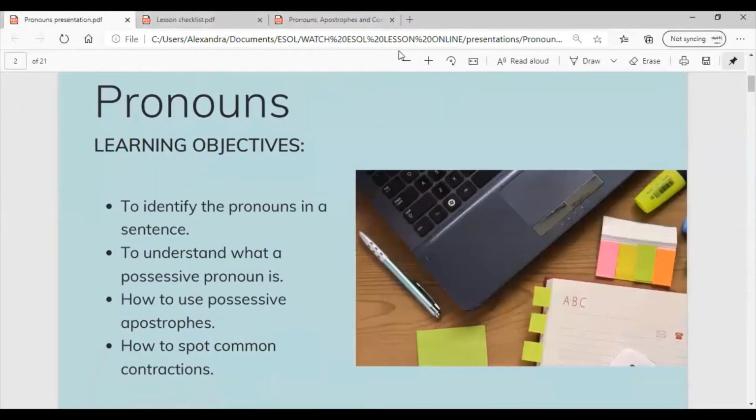Okay, so today we're looking at pronouns, and our learning objectives will be to identify the pronouns in a sentence, to understand what a possessive pronoun is, how to use possessive apostrophes, and how to spot common contractions. If this terminology all seems a bit strange at the moment, don't worry, we'll go through each one in turn and work out exactly what pronouns are, how to identify them, and how to use them.